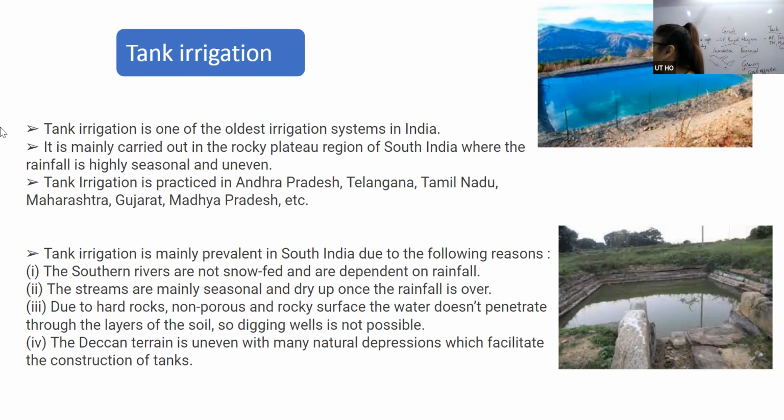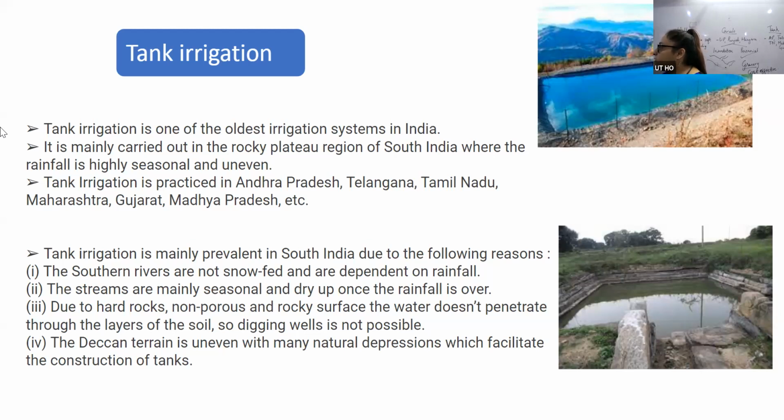Streams, which means there would be times when the rivers have less water. At that time, these canals turn out to be more helpful. The streams are mainly seasonal and dry up once the rainfall is over. So both are interconnected. Due to hard rocks, non-porous and rocky surface, the water doesn't penetrate through the layers of the soil. So digging wells is not possible. So where digging wells is not possible, that's why you have these tanks which are built.